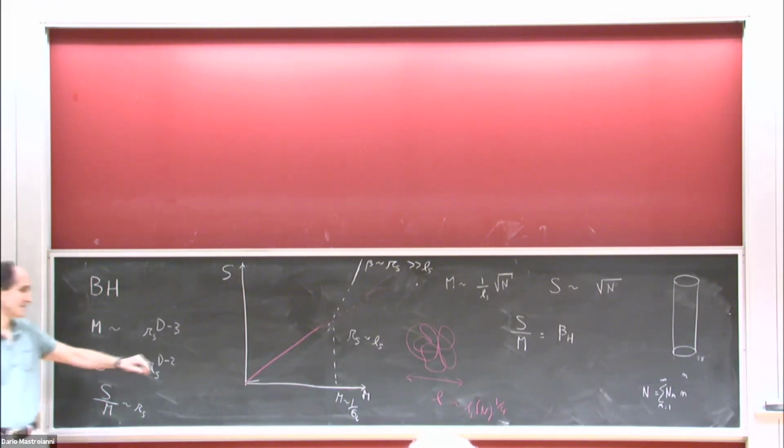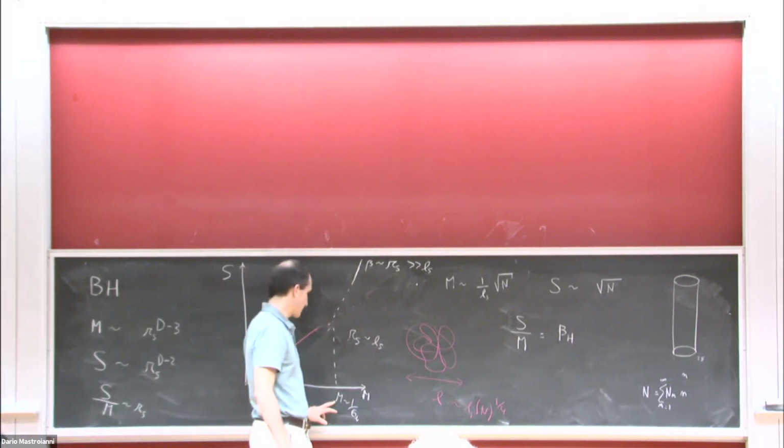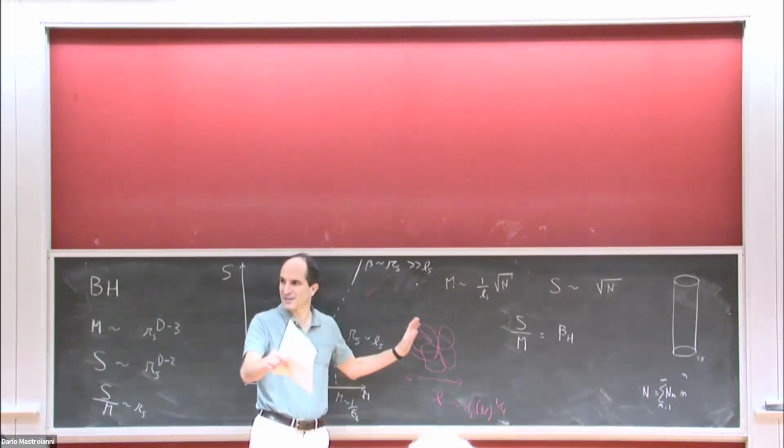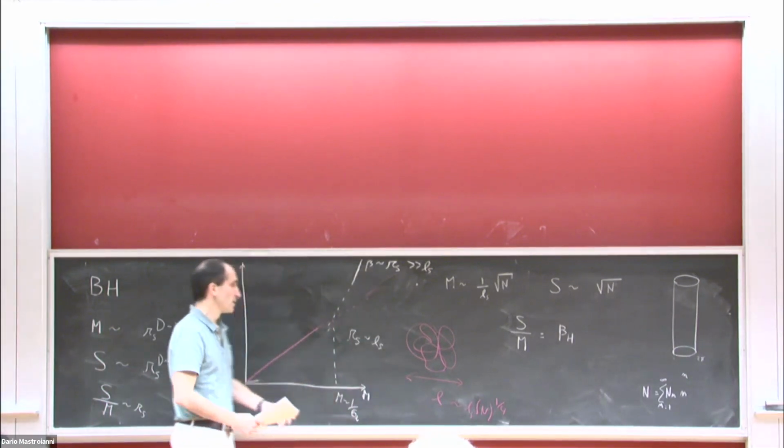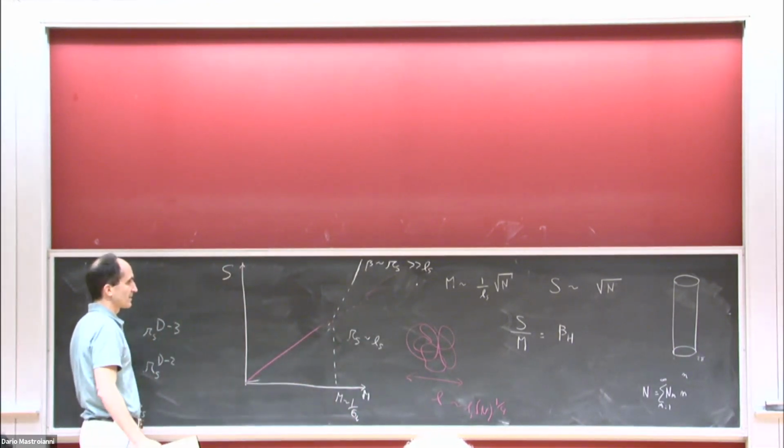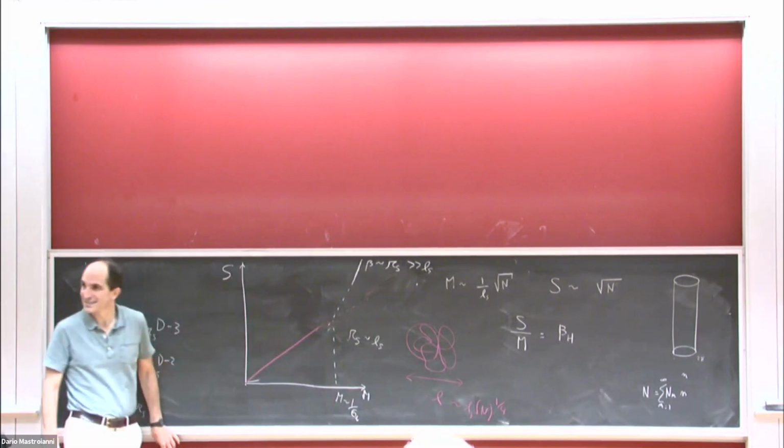So here, when you have this very big size and weak coupling, the string will be much bigger than the black hole. But anyway, just this crossing of the entropy suggested there might be something.